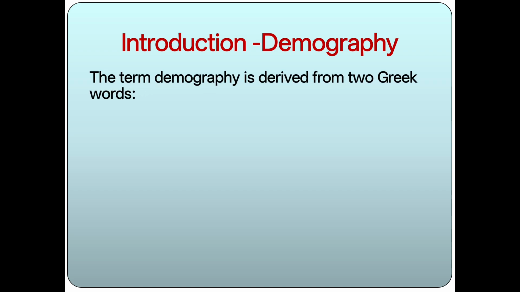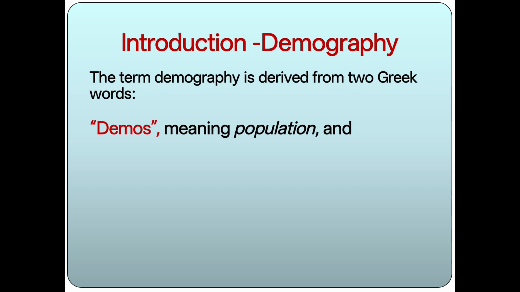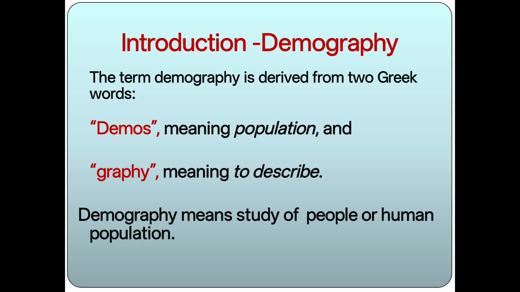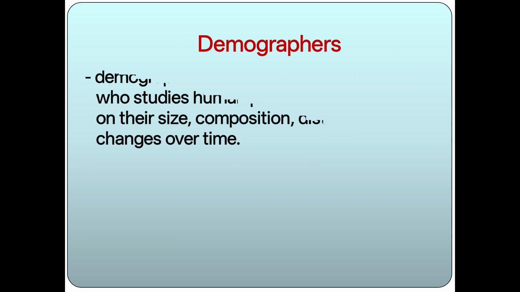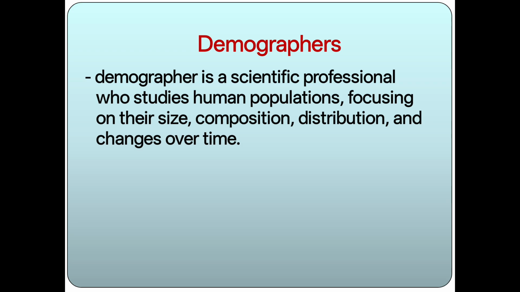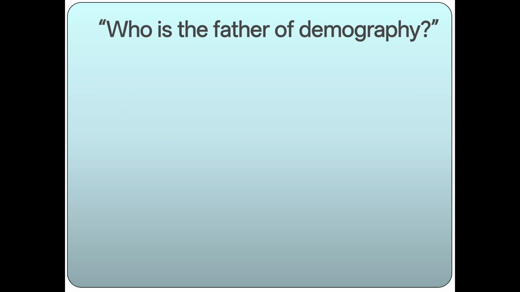Introduction. Demography. The term demography is derived from two Greek words, demo meaning population and graphy meaning describe. So demography means study of people or human population. Now, demographers. A demographer is a scientific professional who studies human populations, focusing on their size, composition, distribution and changes over time. Move on to who is the father of demography. The father of demography is John Grant.